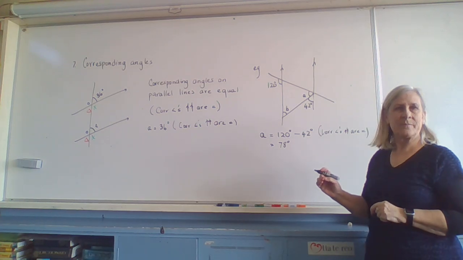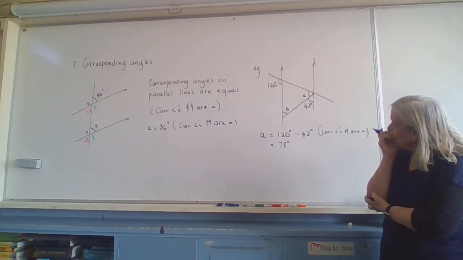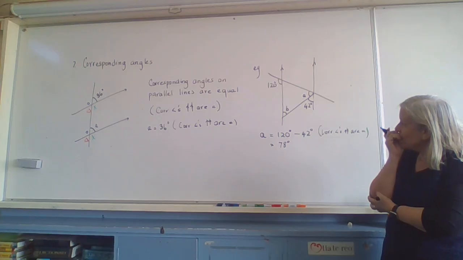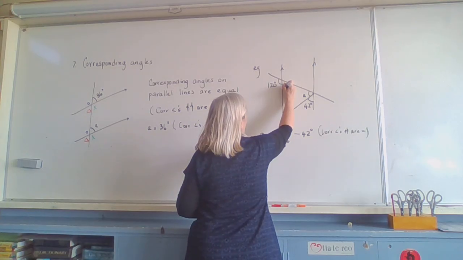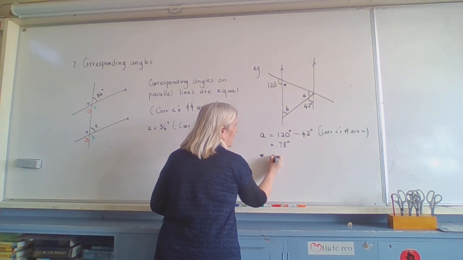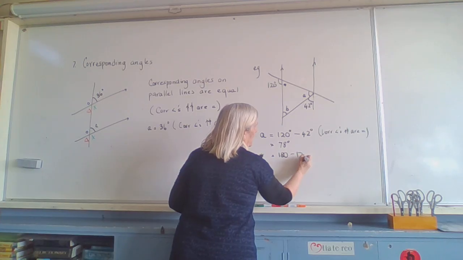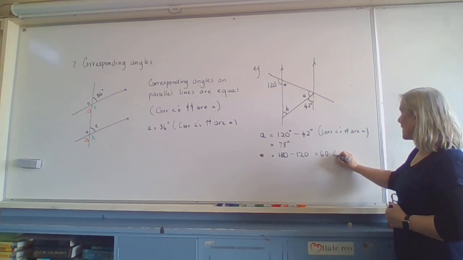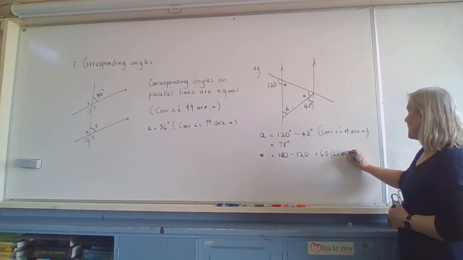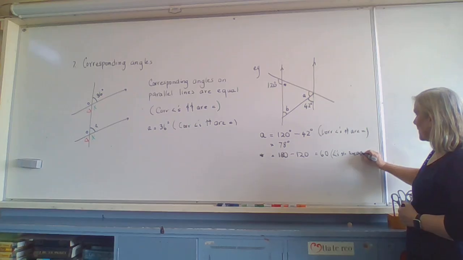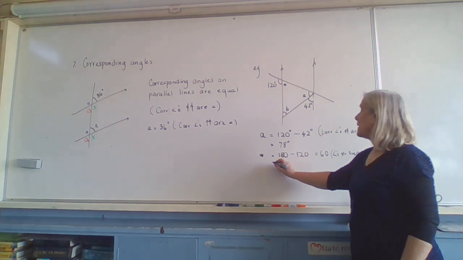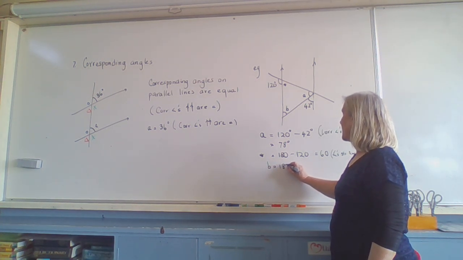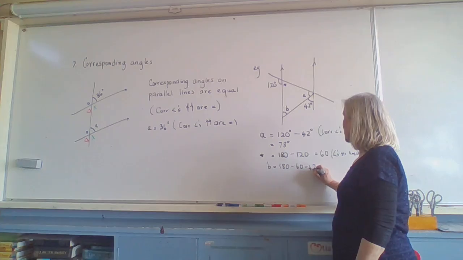William? First, you need to find the missing angle next to the original angle you got, which would be 180 minus 120, because angles on a straight line add up to 180 degrees. Okay, so we can find this one. All right, this one would be 180 minus 120 equals 60, because angles on a straight line. And then what? William? Then B equals 180 minus 60 minus 42, because angles in a triangle add up to 180 degrees. All right, so we could do it that way.